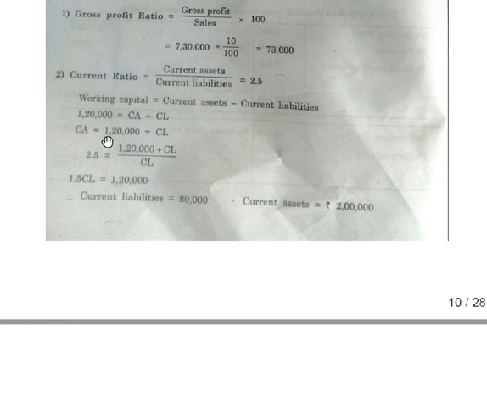So 1,20,000 is equal to current asset minus current liabilities. So current asset is equal to 1,20,000 plus current liabilities. So putting that in the current ratio, 2.5 is your current ratio. So current asset we consider to be 1,20,000 plus current liabilities, divided by current liabilities. So cross multiply.